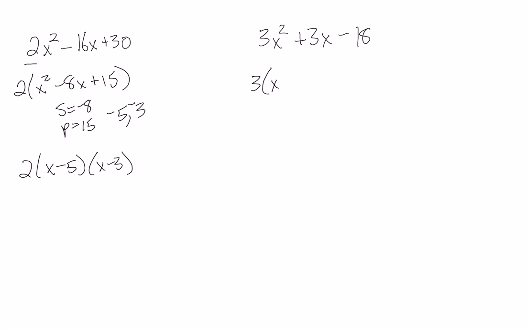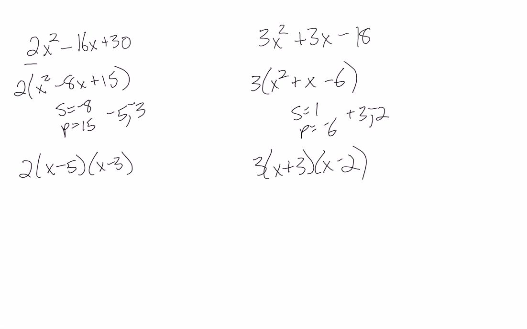So we'll do the same thing for the second one, divide it by 3. So we'd have x squared plus 1x minus 6. So now our sum will be 1, product of -6. So we want 3 and 2. One of them has to be negative, so +3 and -2 should work. So we'll get x plus 3 and x minus 2.